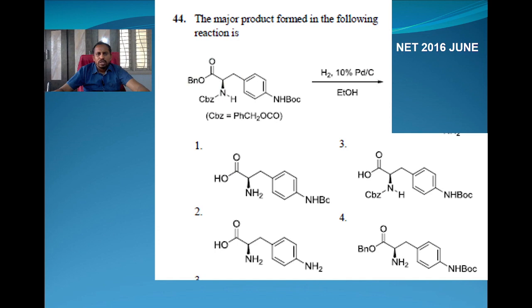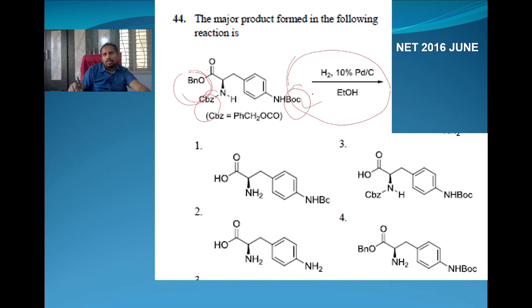Here, the major product of the following reaction. This question comes from protection and deprotection of amino acids. So the NH2 of an amino acid can be protected by CBZ group or BOC group. CBZ is benzyloxycarbonyl, BOC is tertiary butyloxycarbonyl. So here the amino acid is protected by CBZ group. Here the amine group is protected by BOC anhydride or BOC group. Here also the benzyl group is protected. So now deprotection: hydrogen and palladium on carbon can deprotect only the CBZ group, not BOC.